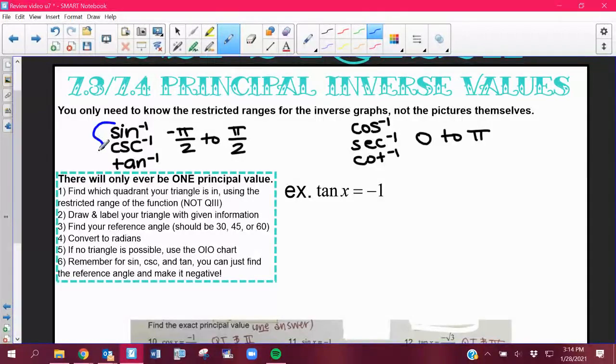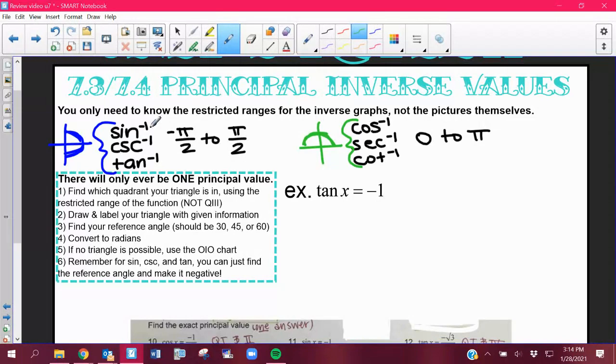So sine, cosecant, and tangent all are going to fall between negative pi over 2 to pi over 2. So basically, they're going to be in quadrant 1 and quadrant 4. So they're that little chunk. Remember, we're not going to deal with quadrant 3 when we're dealing with the principal inverse value. For these guys, cosine, secant, and cotangent, they're going to fall in quadrant 1 and quadrant 2. So they go from 0 to pi. Again, we're ignoring quadrant 3. This is so we can get all the negative and positive values in those sections.